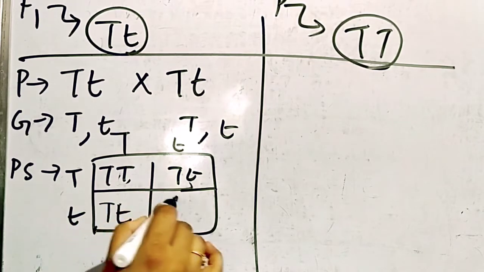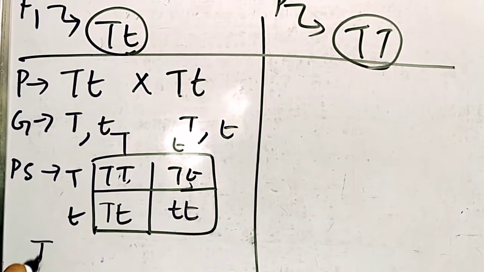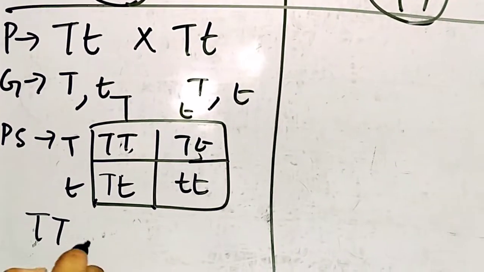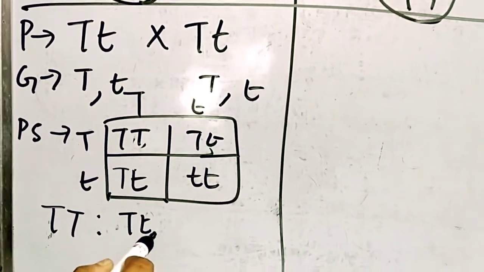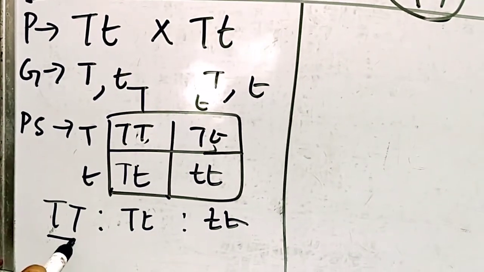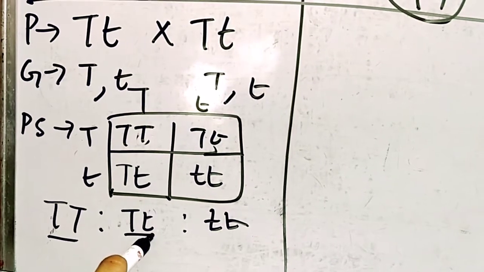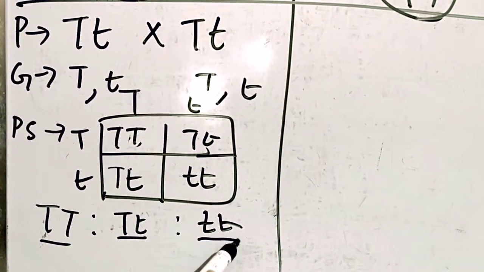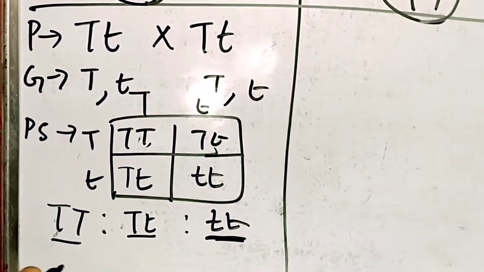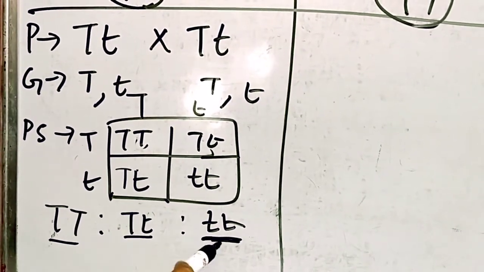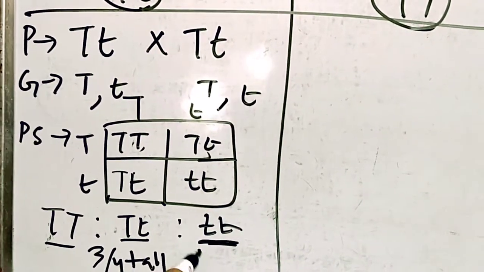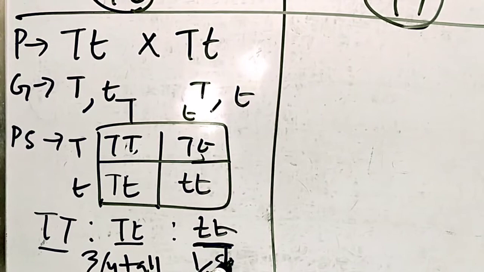Here the offspring formed are like this: there is capital T capital T, there is capital T small t, and there is also small t small t. Now capital T capital T is tall, capital T small t is also tall, while 1/4, that is small t small t, is dwarf. So he got two types of offspring here: 3/4 are tall, while 1/4 is short or dwarf.